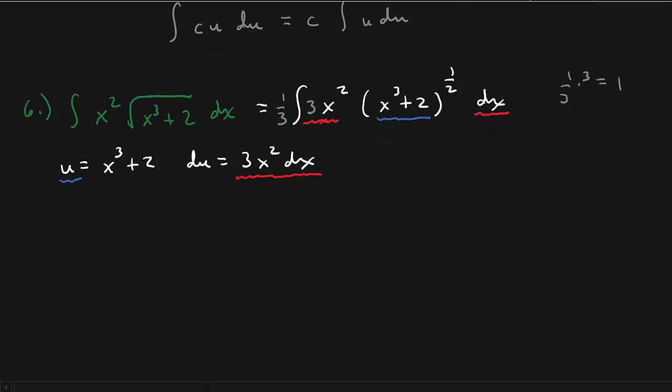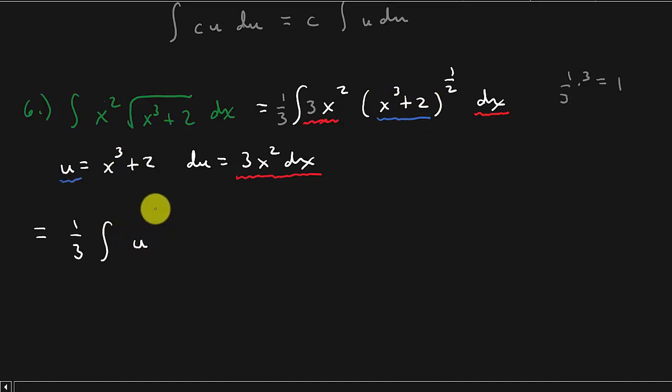Okay, so now let's make our substitutions. So I've got 1/3 times the integral. Now the x cubed plus 2, I'm going to replace that with u, and that's u to the 1/2. And then the 3x squared dx. You see all that? The 3x squared dx. Well, what is 3x squared dx? 3x squared dx is du. And so that's times du. And now I'm ready to integrate.